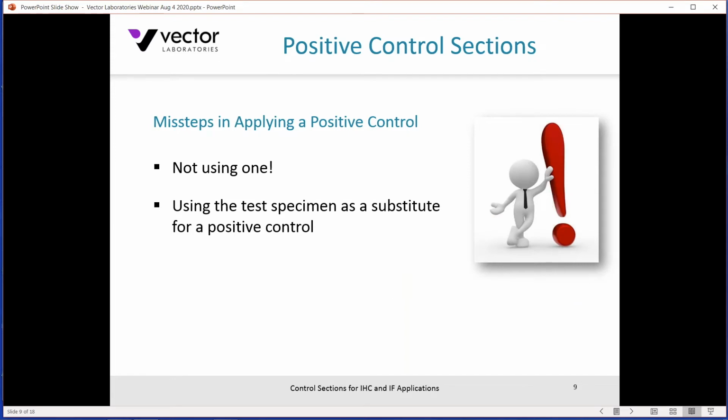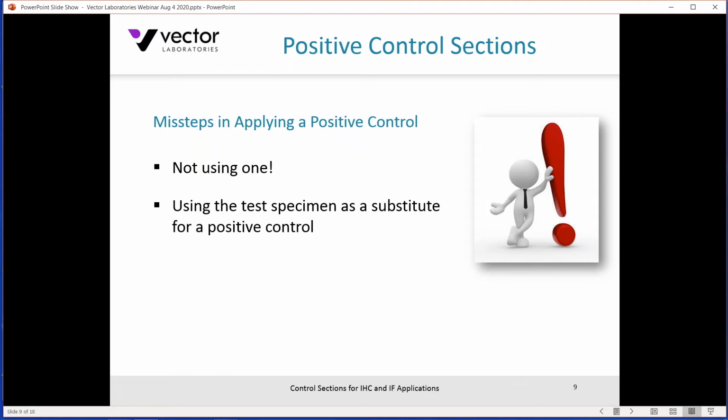Okay, so missteps in applying a positive control. Well, certainly, as I've indicated here, not using one. I think that the example I showed before of the absence of staining on the test specimen speaks volumes and should resonate with some investigators who have actually experienced that firsthand. You can spend days, weeks, months trying to troubleshoot this when in fact a strong positive control in place would have alleviated all of those headaches.